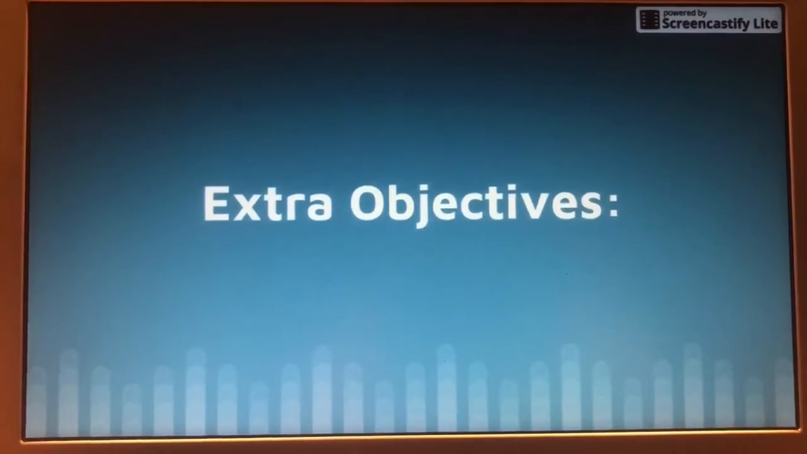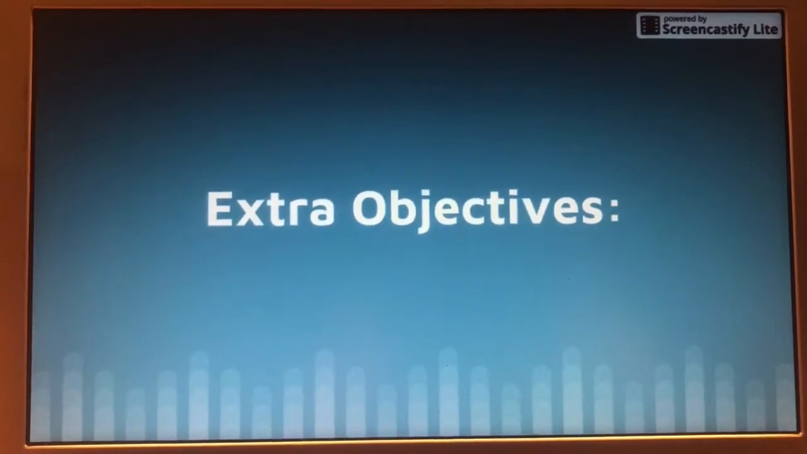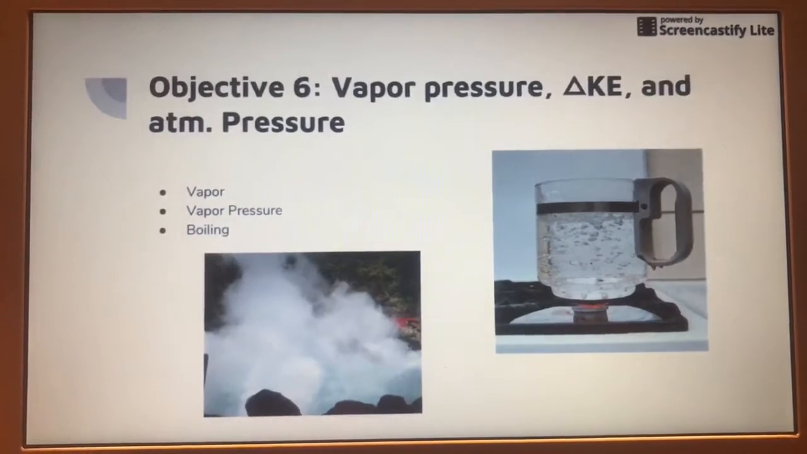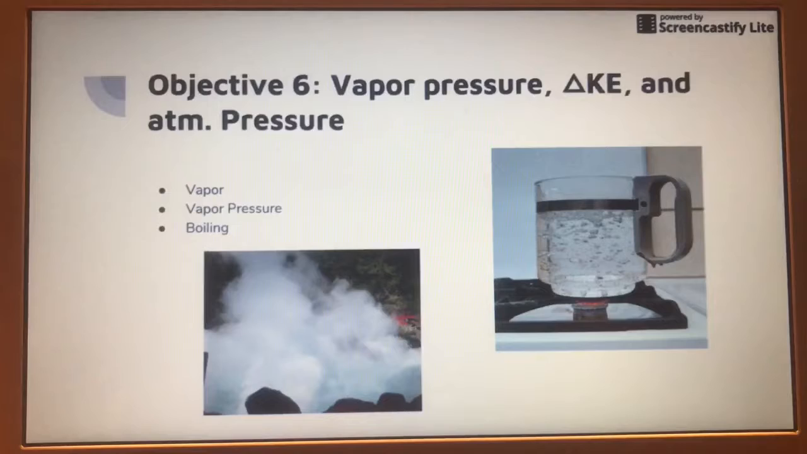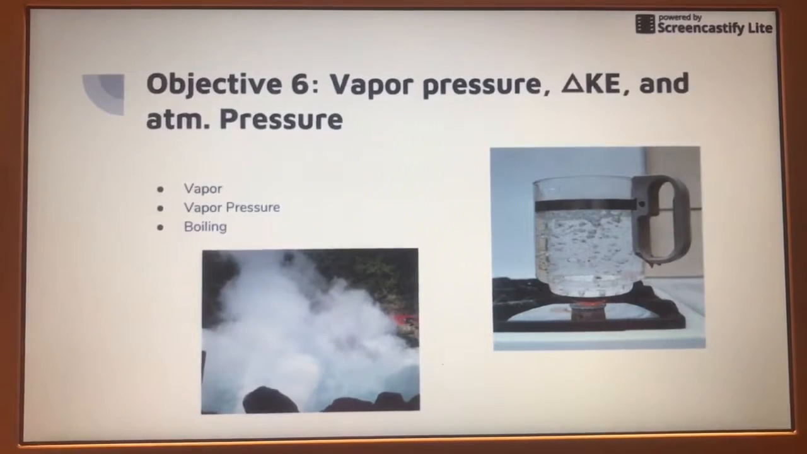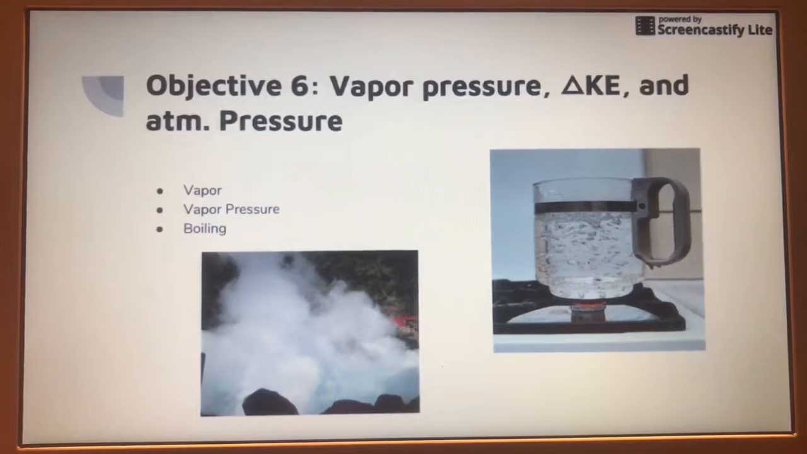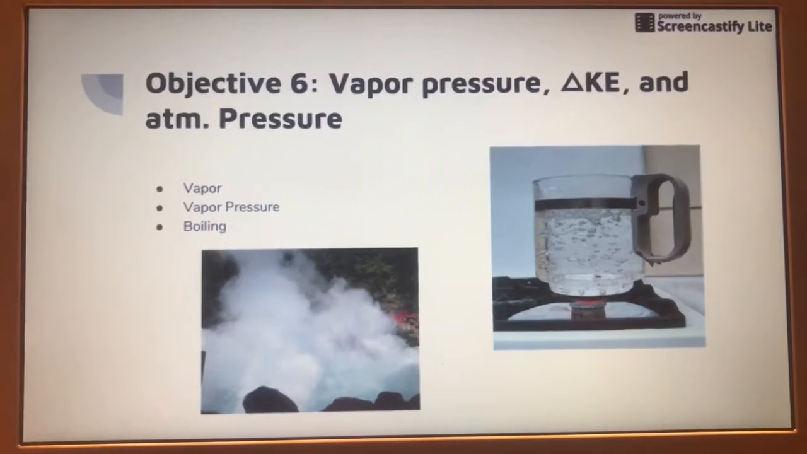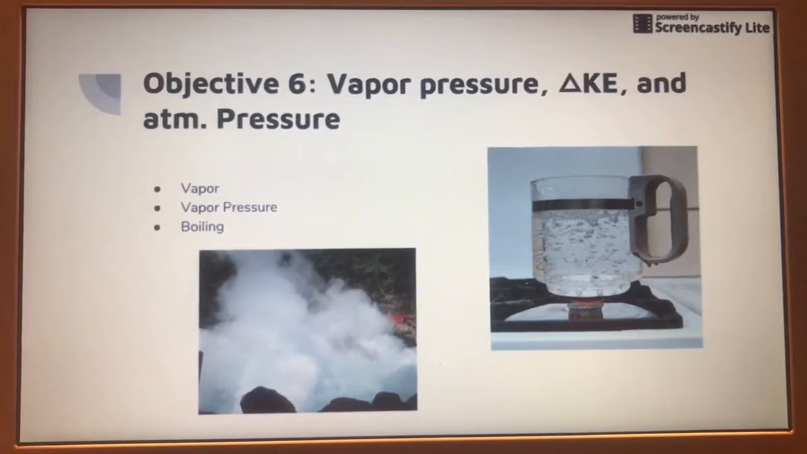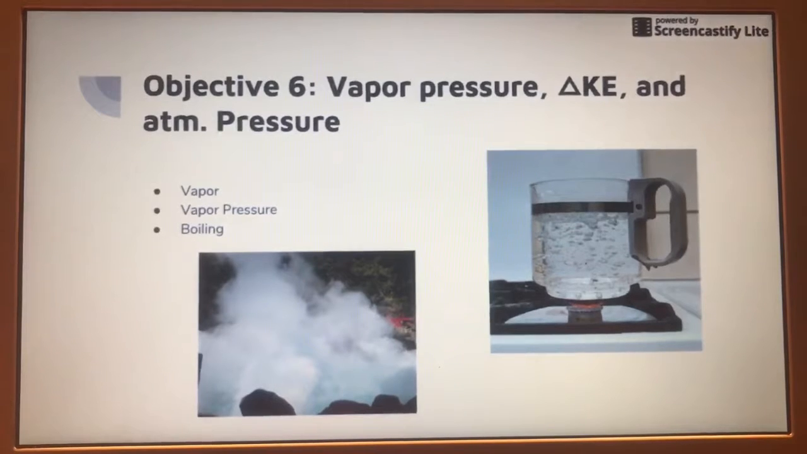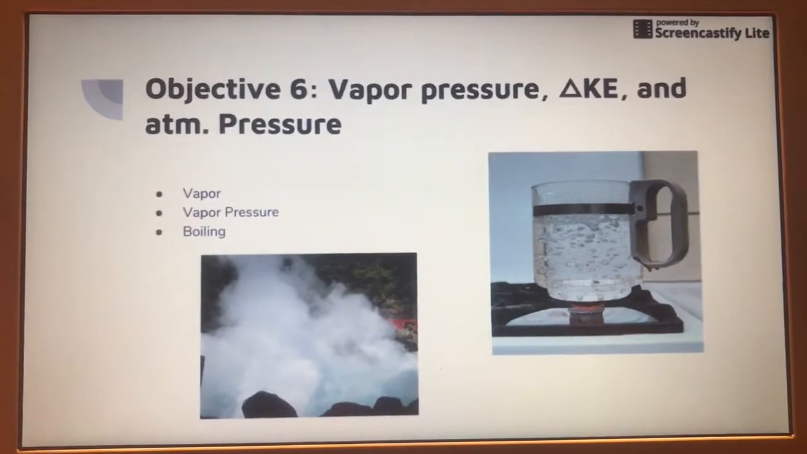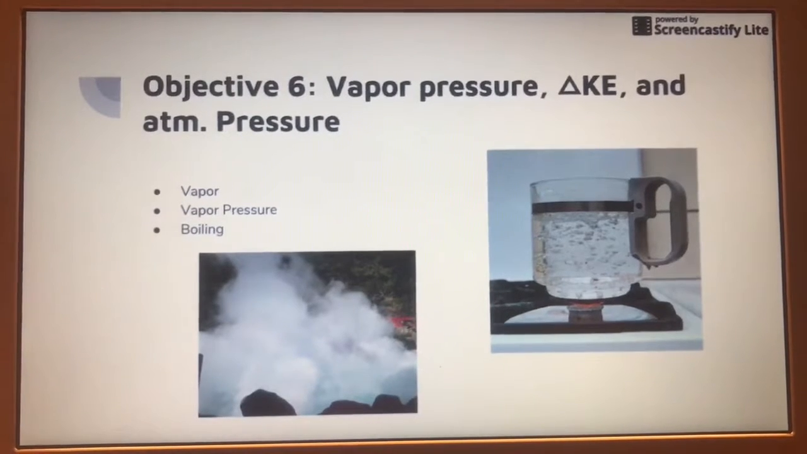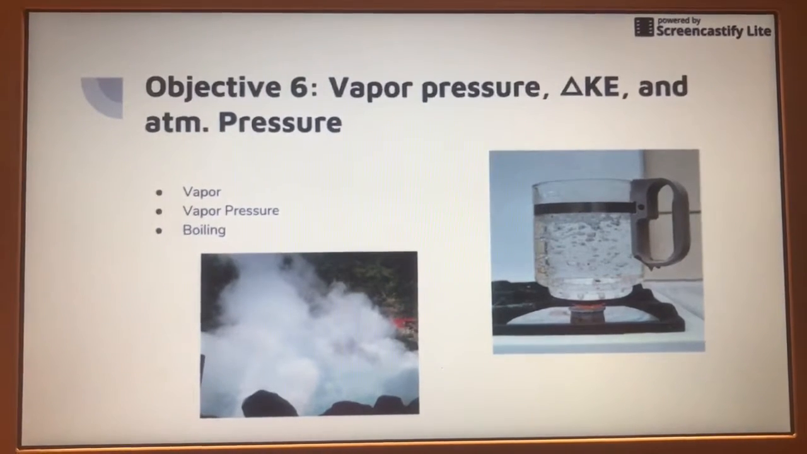Now I'll get into the objectives that I didn't cover through freezing rain. So, Objective 6 describes the changes in vapor pressure with changes in kinetic energy and changes in atmospheric pressure. So, vapor is a material in a gas phase coming from a liquid or a solid. Vapor pressure is the pressure of the vapor coming from the liquid or the solid. As kinetic energy increases, vapor pressure increases, and more particles are moving fast enough to break the bonds that held the particle in the liquid or solid. Boiling occurs when the vapor pressure equals the atmospheric pressure.